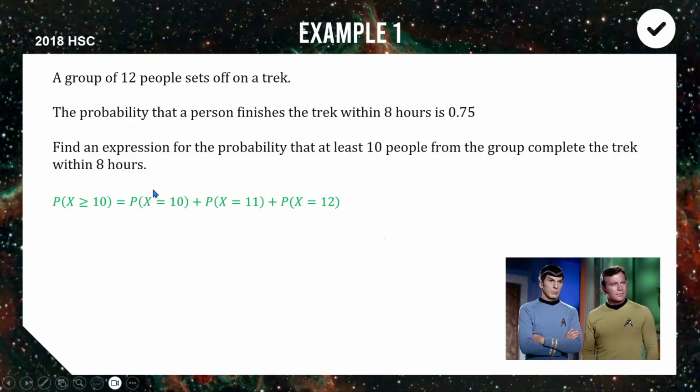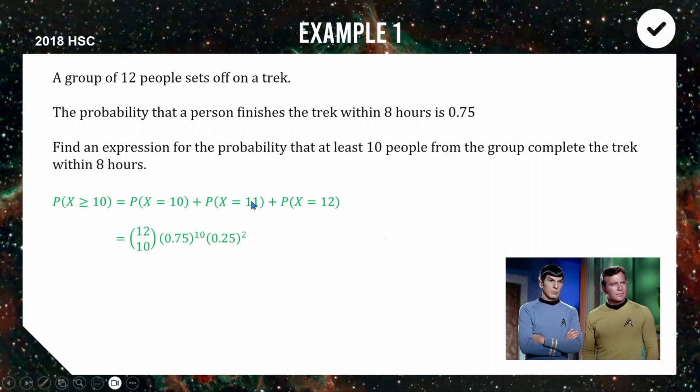Okay, starting off with the probability of 10 successes. That means we need this event that has a probability of 0.75. We need that to happen 10 times, and then we need 2 people to fail. So we have 0.75 to the power of 10. That's our 10 successes. Failure is 1 minus 0.75, which is 0.25. We need that to happen twice. And the number of ways we can arrange 10 successes in 12 trials is 12C10.